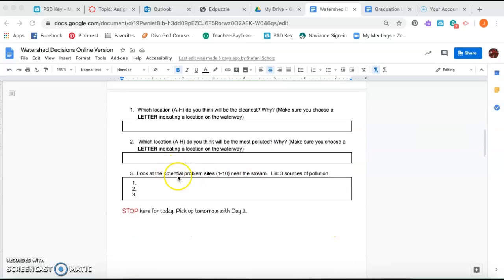So for number 3, you're looking at those sites, numbers 1 through 10, and listing three ways that those sites could be leaking pollution into the stream. When you're done with these 3 questions, you're going to stop here for today and pick up with tomorrow.